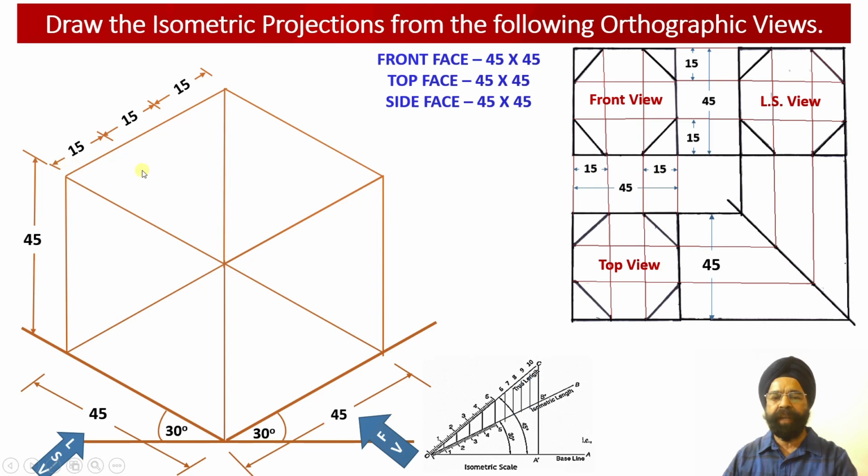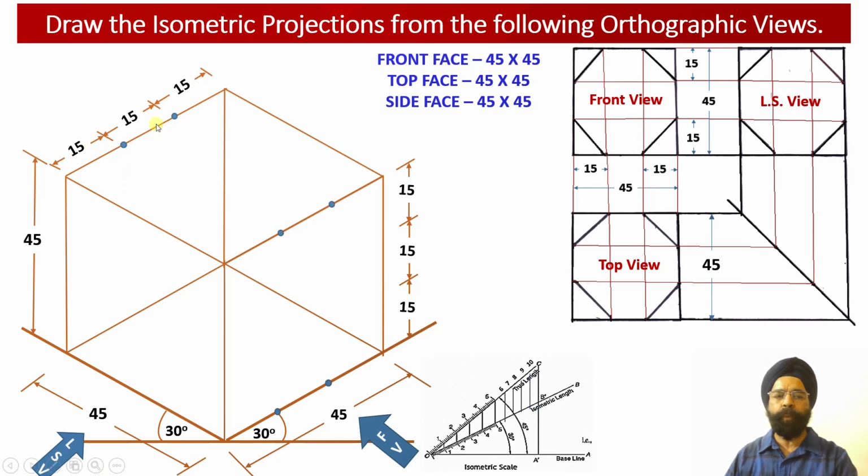So now we can check alongside the front view length dimension over here. We have marked distances of 15, 15 and 15 over here. Similarly, alongside the front view height dimension, which is measuring 45 millimeter, again 3 points we have been able to locate corresponding to distances of 15 millimeter each.